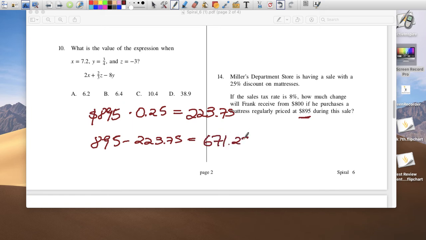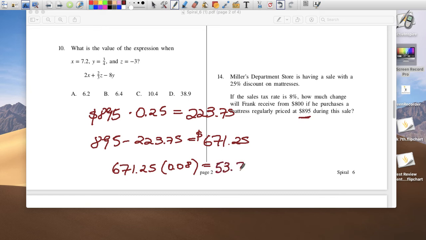So you've received your discount and now you've got to pay tax on it. So let's find out what the tax is. 671.25, multiply by 0.08. You can do it the other way if you like, it gets you the price right away. So 671.25 times 0.08 means that your taxes are going to be $53.70.